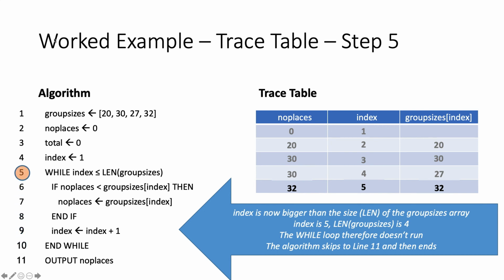Now we're back to the beginning of the while loop, but while index is less than len group sizes, that is still 4, but our index is 5. Well, 5 is certainly not less than or equal to 4, so the while loop doesn't run, it finishes. It skips to line 11, does a bit of output, that's not recorded in our trace table, that doesn't matter, and then the algorithm finishes. And that's the process from beginning to end.